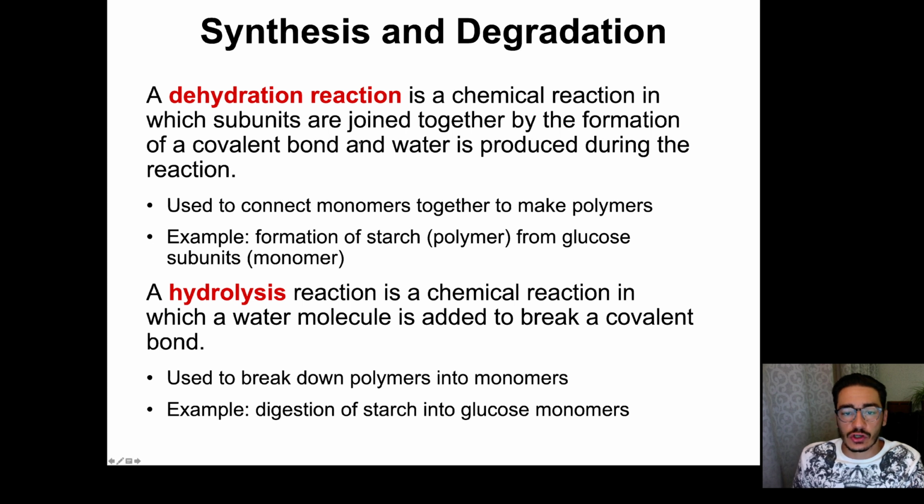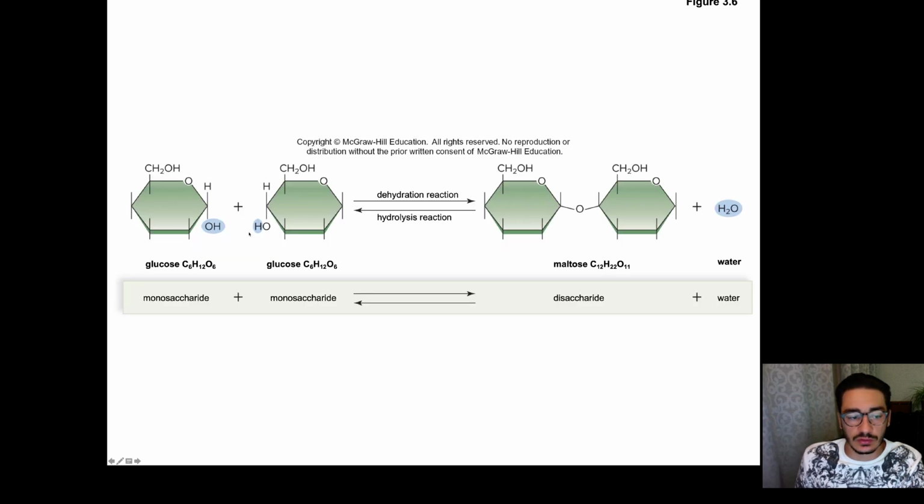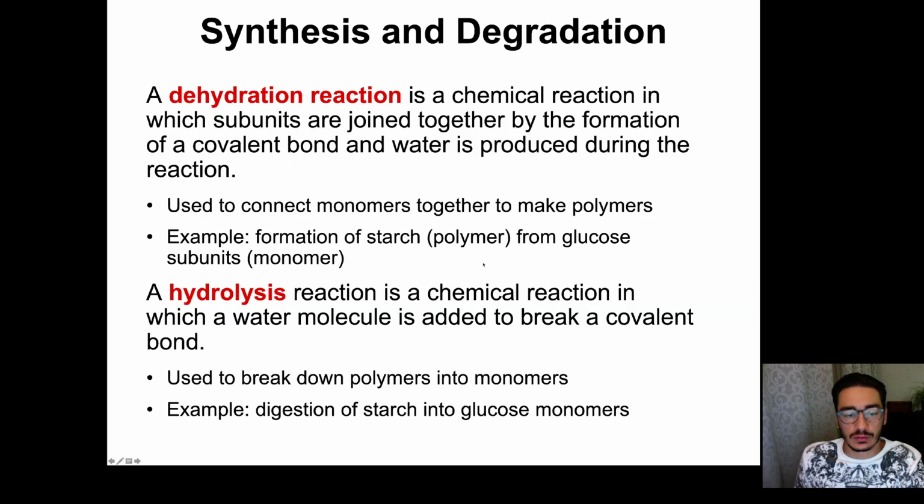So dehydration reaction is a chemical reaction in which something is joined together by the formation of a covalent bond, and water is produced during the reaction. It is used to connect monomers together to make polymers, right? So this is a monomer, and this is a monomer, and this is a dimer, or if you have a third one, it will be a polymer. So please know these different vocabularies.